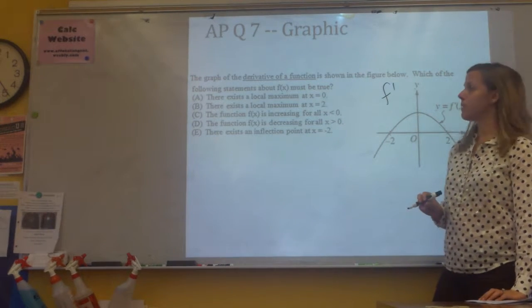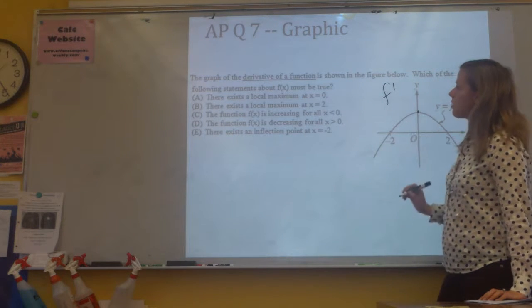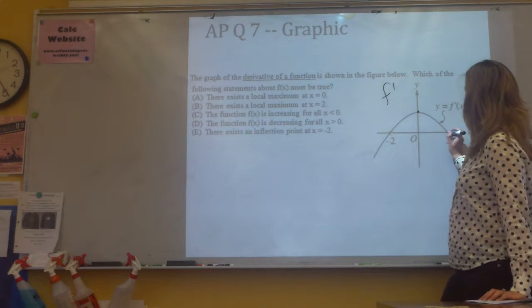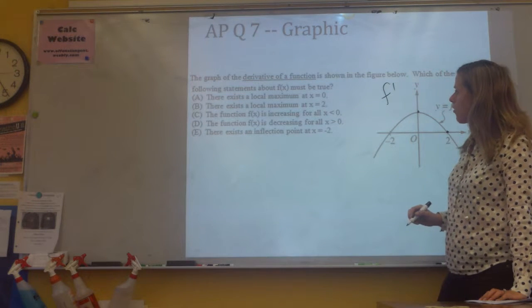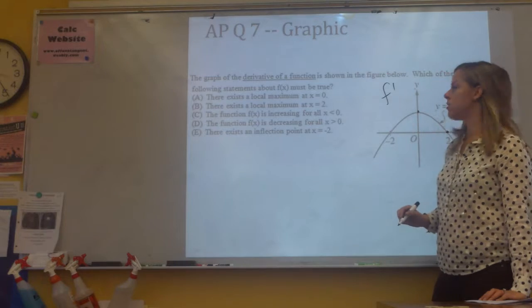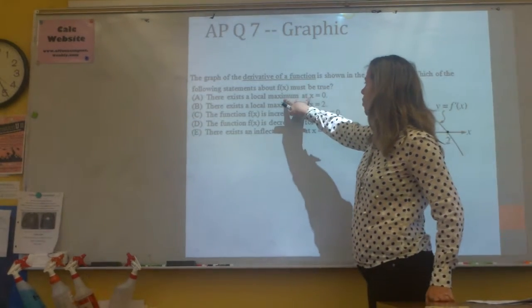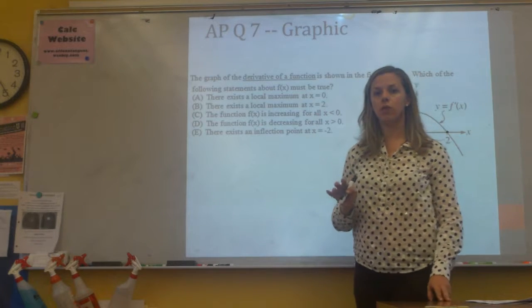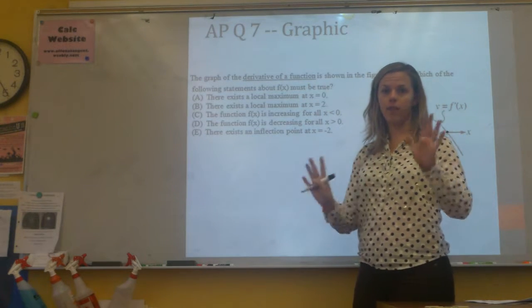Which of the following statements must be true? There exists a local max at 0. There exists a local maximum at 2. f is increasing for all x less than 0, etc. Let's annotate each of these. If there exists a local maximum, what has to be true about f prime? Since I'm looking at f prime, I'm going to translate in my head from f to f prime.